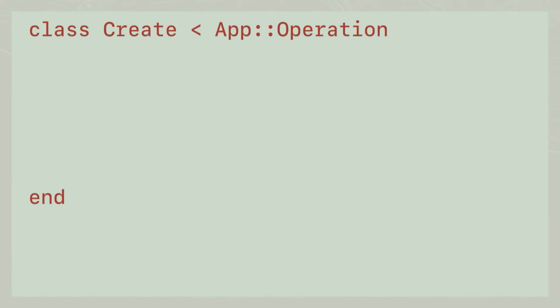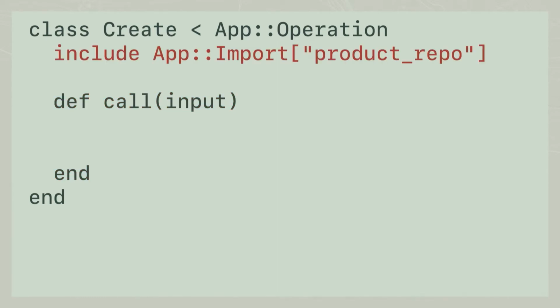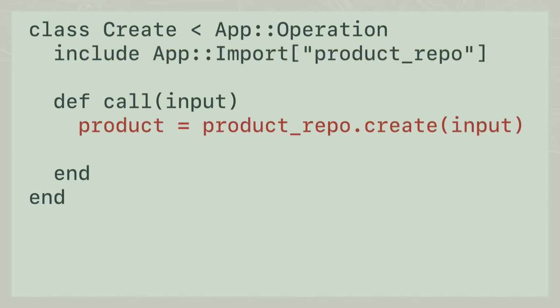And here's what that looks like in practice. We define a create operation. We give it one public method, call. We import our products repository. Our call method passes the input to the create method on the products repository. And we return a write monad to indicate we successfully created our product.